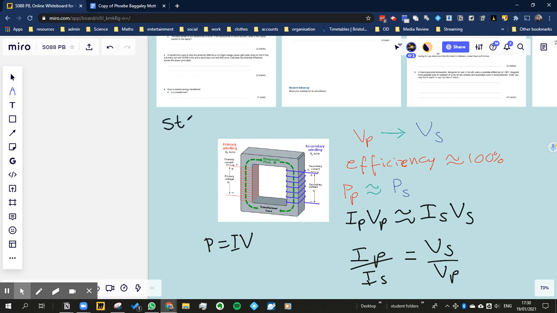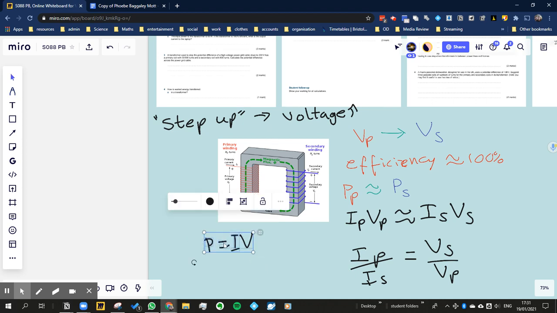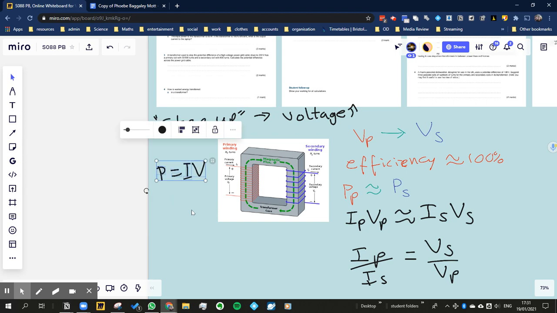But when they refer to a transformer as a step-up transformer, they're referring to the voltage. They're stepping up the voltage. So always think in terms of voltage. If you're trying to remember which one is which, when you're stepping up something, you're stepping up the voltage. But when you step up the voltage, you're going to step down the current because of this equation here.